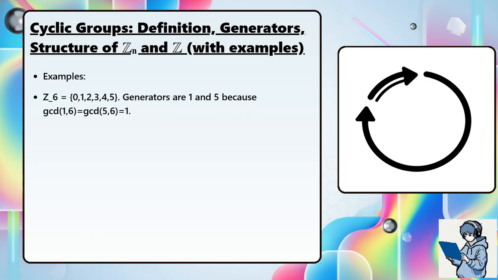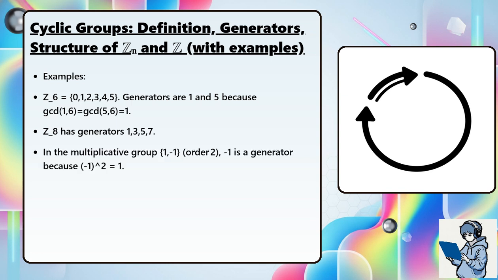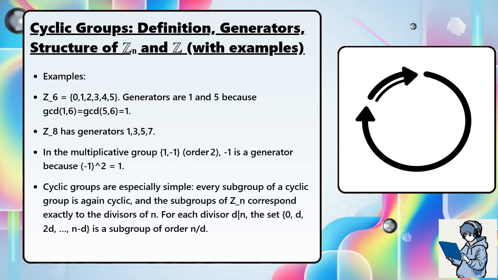Examples: Z sub 6 equals the set 0, 1, 2, 3, 4, 5. Generators are 1 and 5 because the greatest common divisor of 1 and 6 equals the greatest common divisor of 5 and 6 equals 1. Z sub 8 has generators 1, 3, 5, 7. In the multiplicative group containing 1 and negative 1, of order 2, negative 1 is a generator because negative 1 squared equals 1.